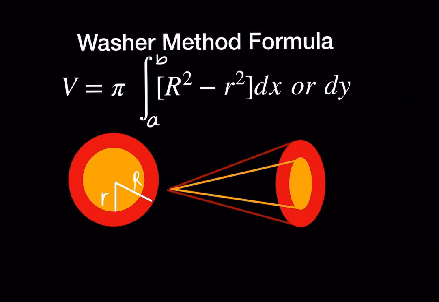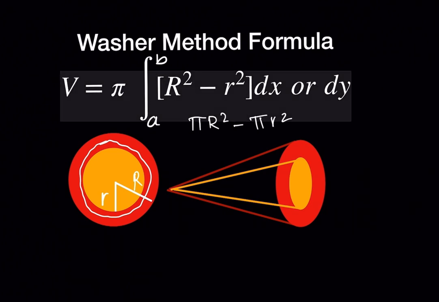Now the washer method formula for volume is V equal to pi integration of outer radius square minus inner radius square, integration with respect to x or y, limits from a to b. Let's understand the formula first. Consider the concentric circles as shown with outer circle radius capital R, inner circle radius small r. Now this area can be calculated by subtracting the inner circle area from the outer circle area, which will be pi R square minus pi r square.